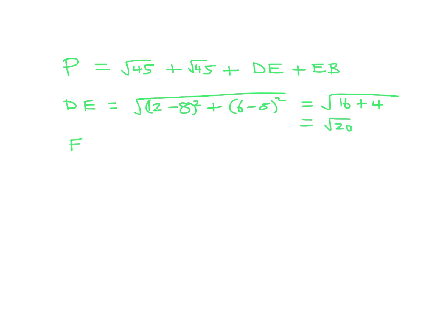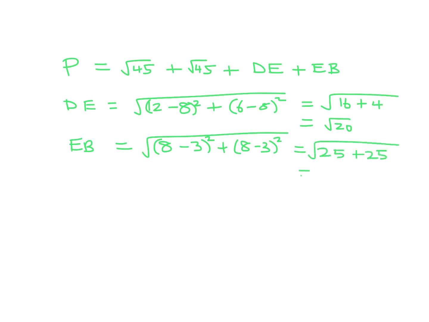And then EB, using the distance formula with those coordinates that you can go back and check, is going to be 8 minus 3 squared plus 8 minus 3 squared, all under the square root sign. And that's going to be 25 plus 25, which is root 50. So that means P is equal to 2 root 45 plus root 20 plus root 50.